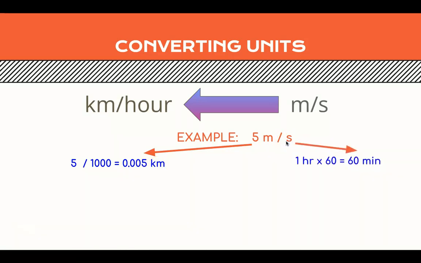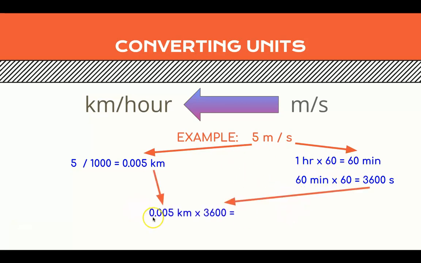But now we want to know, well, how many kilometers is it doing in an hour? So we need to figure out how many seconds there are in an hour. And we do the exact same process as before. We know there's 60 minutes in an hour and there's 60 seconds every minute. So now we know that it's doing 0.005 kilometers every second. But we want to know how many kilometers it's doing in an hour. So we times it by 3,600. Because that will now tell us that it's doing 18 kilometers per hour.